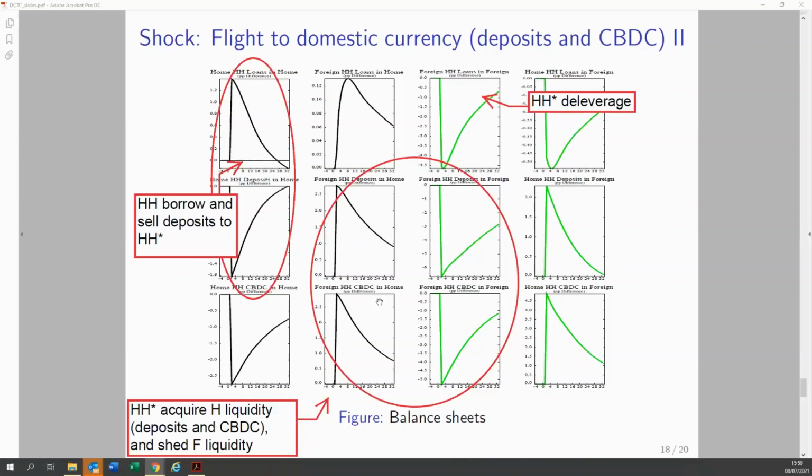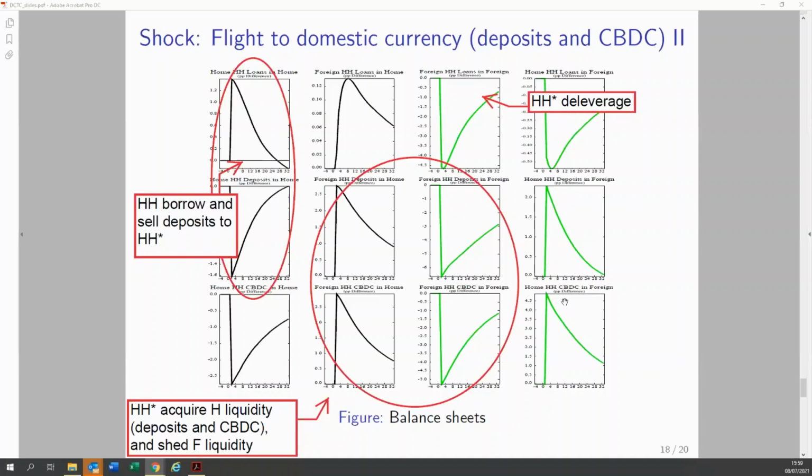Here are the balance sheets. So you see that foreign households want to acquire domestic liquidity, so deposits and CBDC. So they have to essentially shed some of their liquidity denominated in foreign currency. So that's foreign deposits here and foreign CBDC, and acquire instead domestic currency CBDC and domestic currency deposits. Of course, domestic households have to do the opposite. So they will tend to sell both their deposits denominated in domestic currency and their CBDC to foreign households, and instead acquire deposits denominated in foreign currency and CBDC denominated in foreign currency.